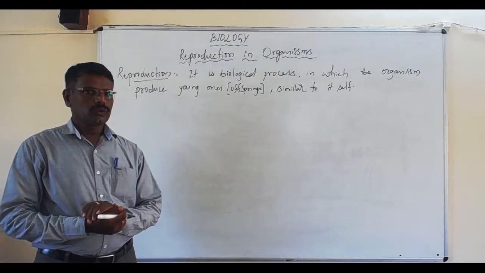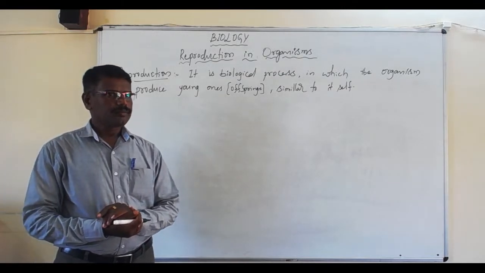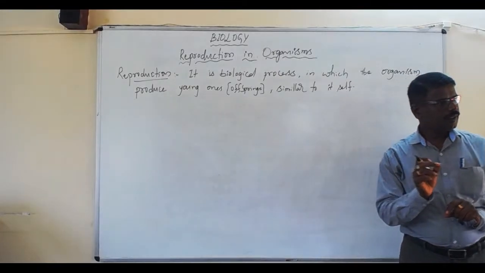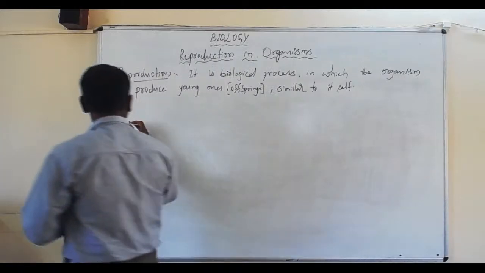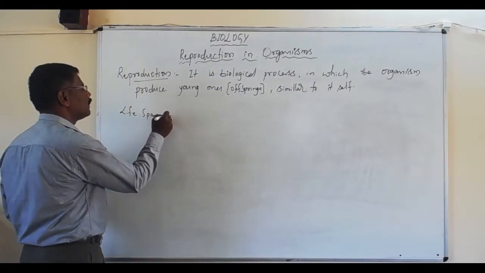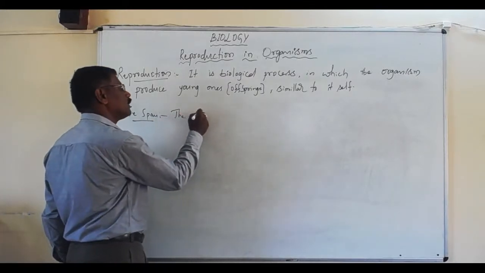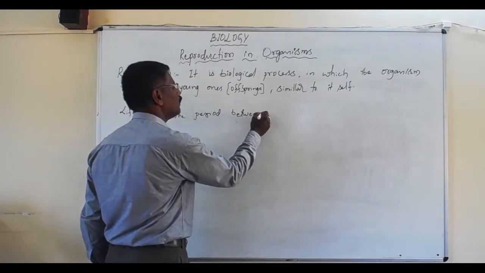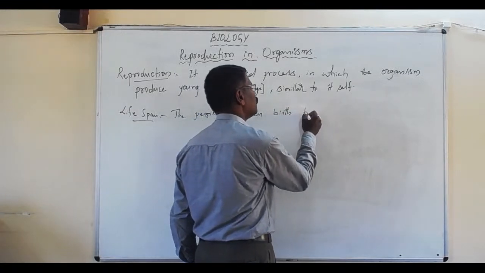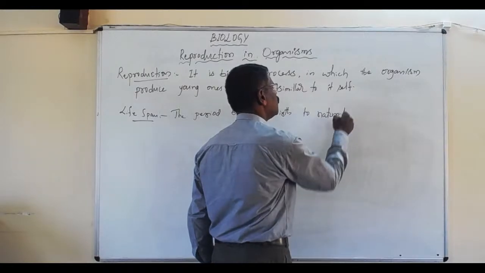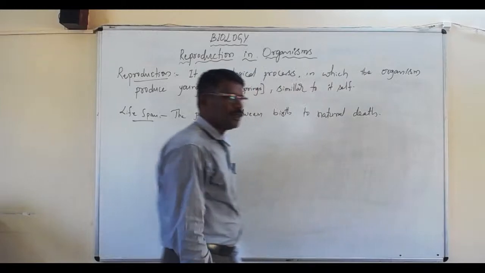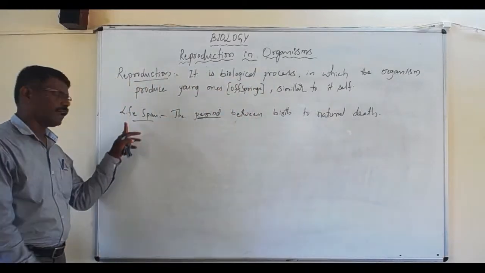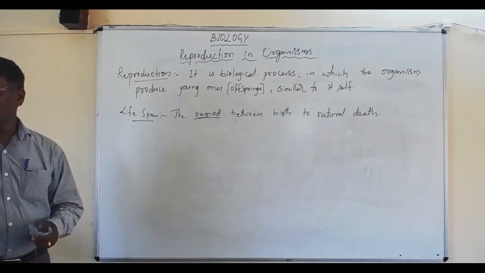Isn't it? Lifespan is also one of the living characters, as we know. The lifespan of different organisms is different. So first, what is lifespan? The lifespan is the period between birth and natural death. The period between birth and natural death is called lifespan. The lifespan is also one of the living characteristics of an organism.